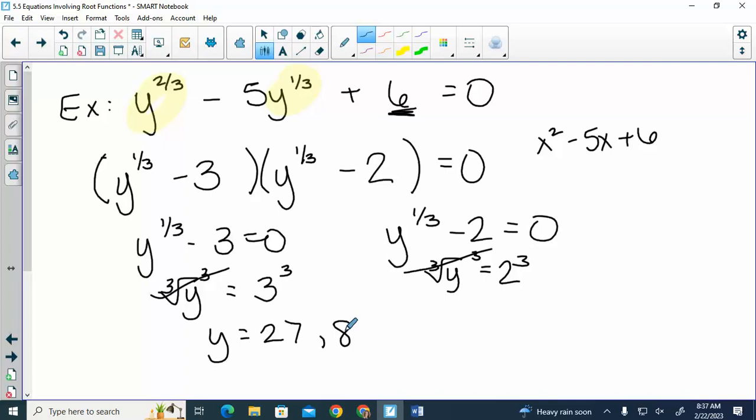Wait, do we have to check these? Yes, we should check them. Grab your calculator and just plug them in. We should always check.